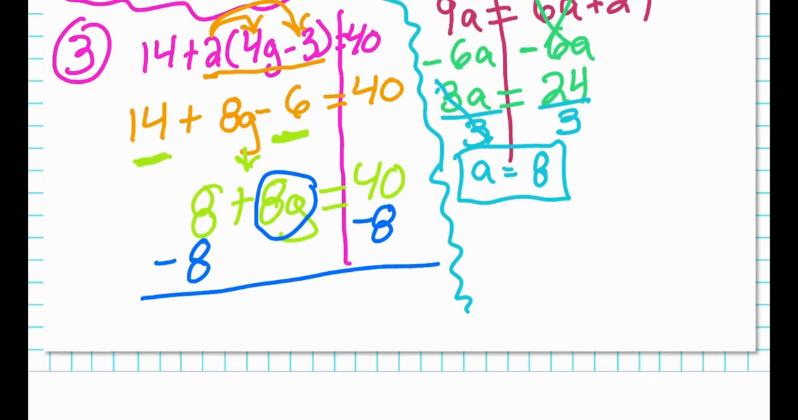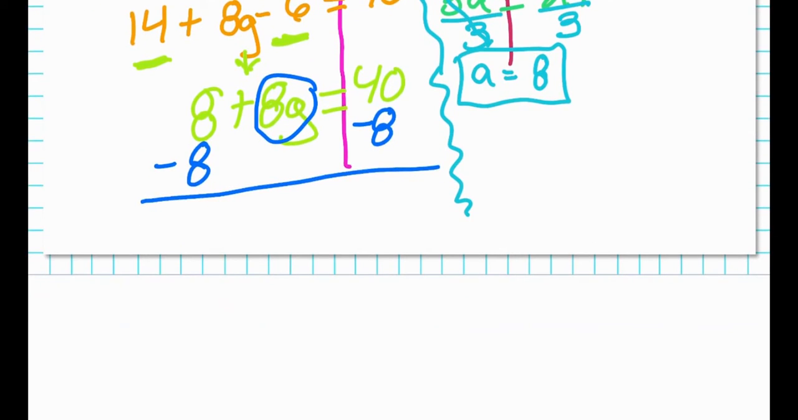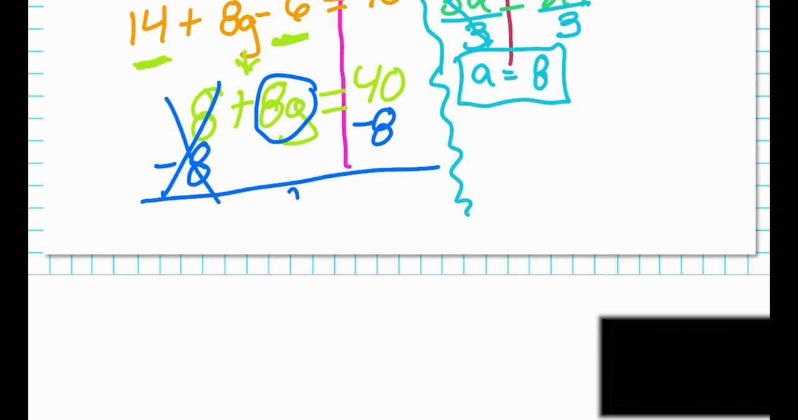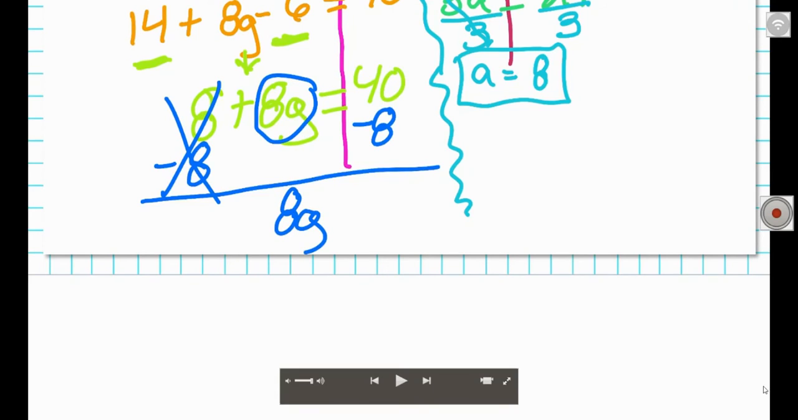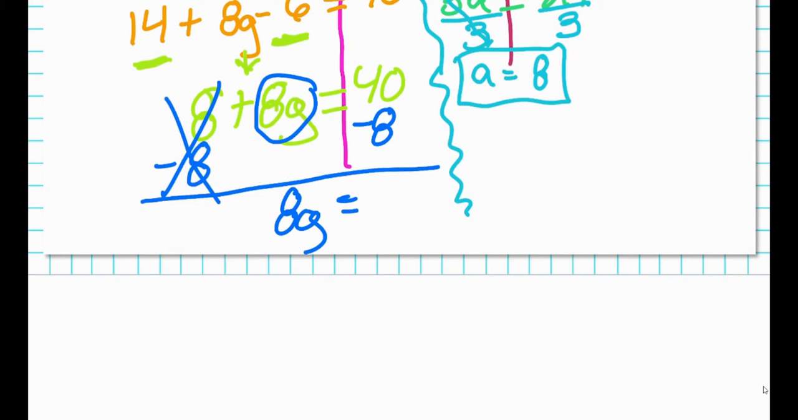Okay, move up a little bit. All right, so these cancel out. 8 minus 8 is 0. Great. All I'm left with on this side is 8g. So now I'm going to do my equal sign, and I have 40 minus 8, which is 32 on this side.